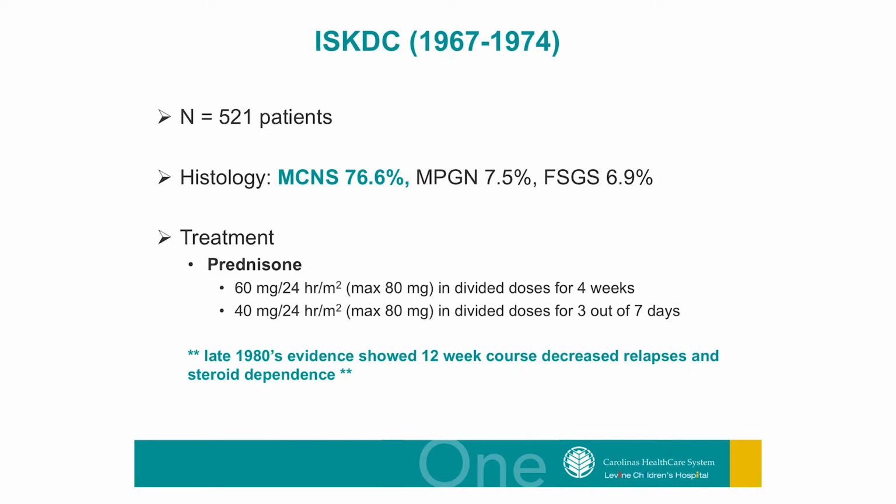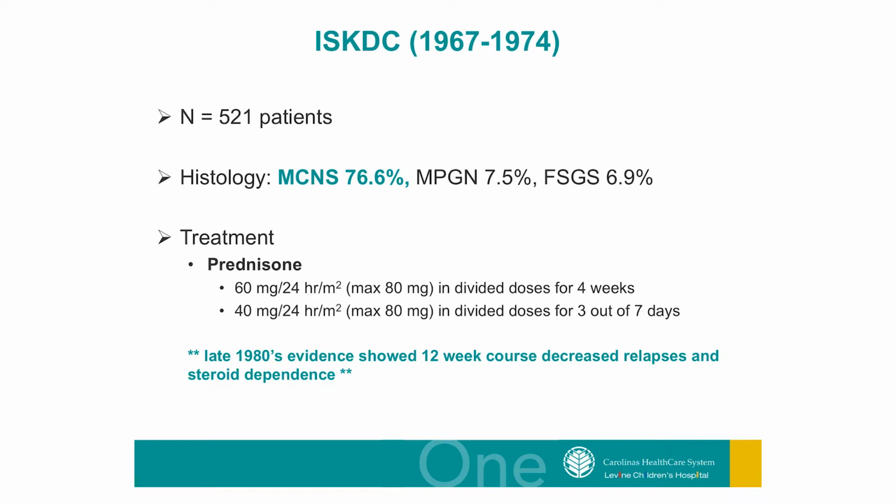So this study went from 1967 to 1974. There were several publications that came out of this. They had 521 pediatric patients. In order to go into this study, all patients had to have kidney biopsies, and much of what we do now is based on these original studies. And you can see, again, that about 80% of the kids have minimal change disease, and hence why we don't biopsy every young patient that presents with kidney disease now.